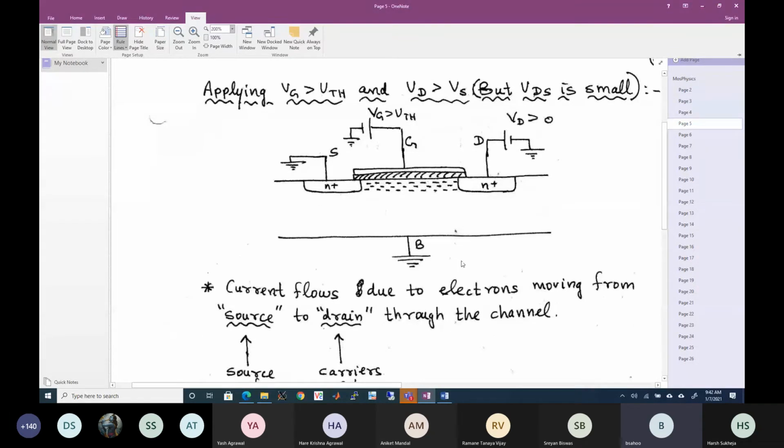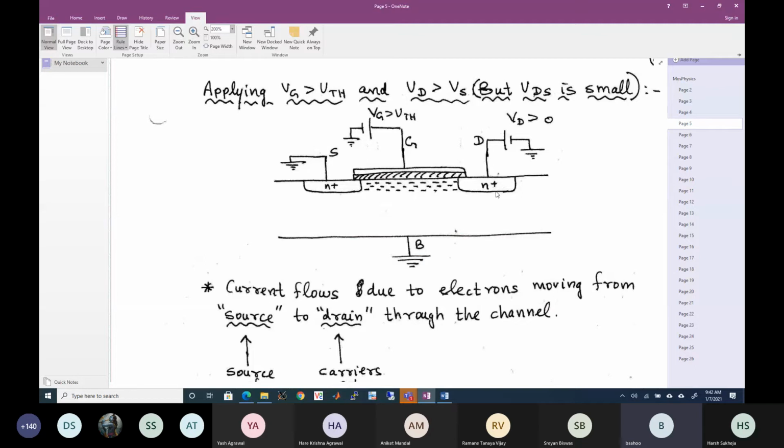Now we'll analyze two scenarios. Okay, when VG is greater than VTH, it means the inversion layer has been created, and the drain voltage is small. Now keep in mind in electrical engineering, we always have a reference terminal with respect to which the voltage is always measured. So in case of an NMOS or a PMOS, we always take the source terminal as the reference terminal. That means the provider of the carriers is typically considered the reference terminal. So we are going to define VGS and then VDS.